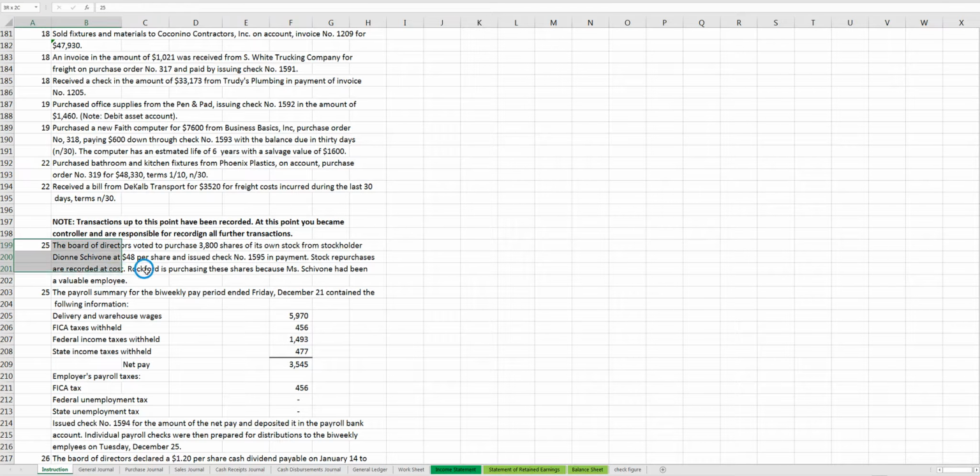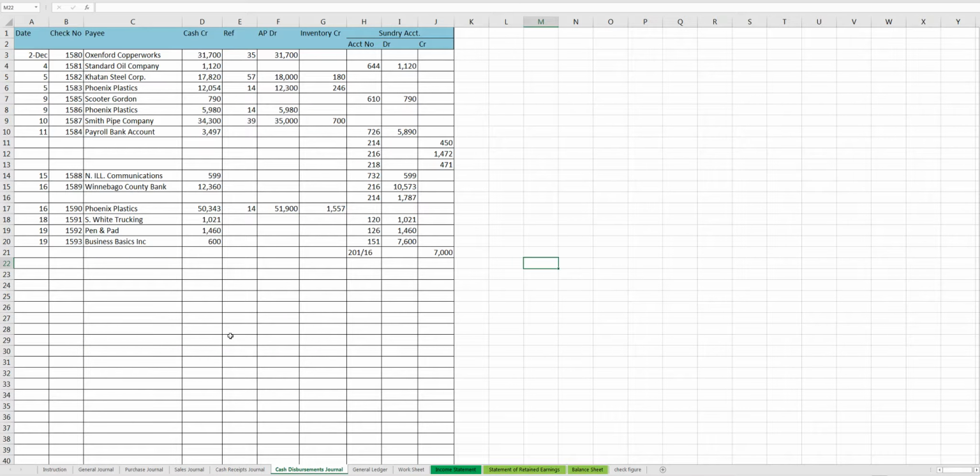Okay, the first journal entry, transaction. The board voted to purchase 3,800 shares of its own stock from the shareholder, $24 per share. So it's a typical repurchase journal entry, and we have issued a check already. So that's a cash disbursement transaction, right? So let's go to cash disbursement journal entries and record this transaction.